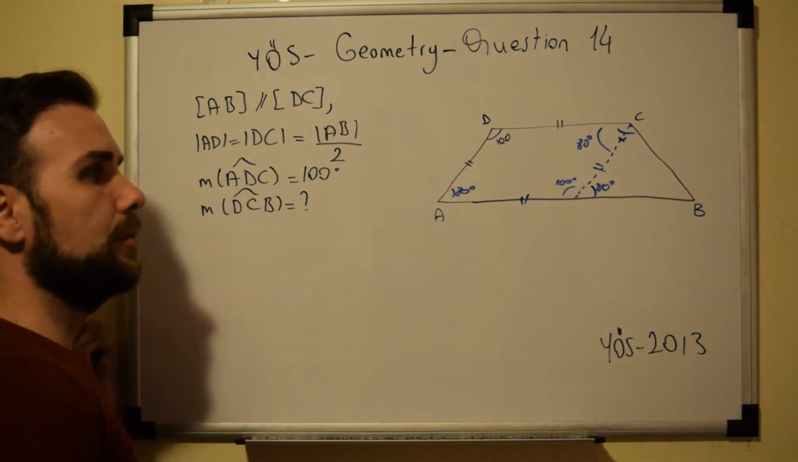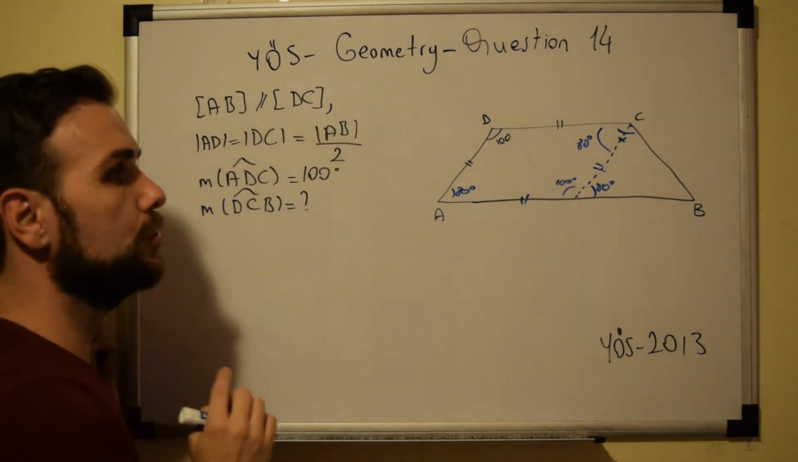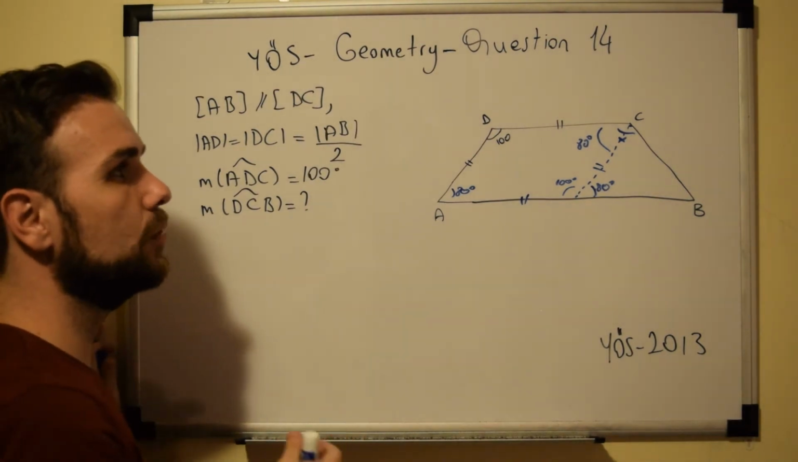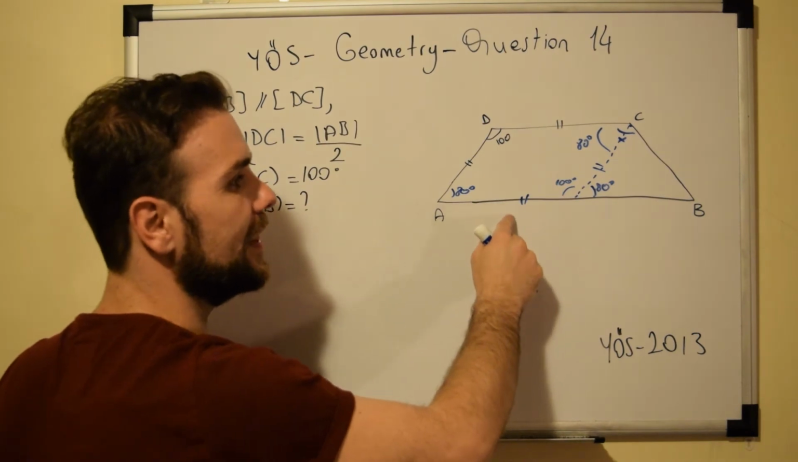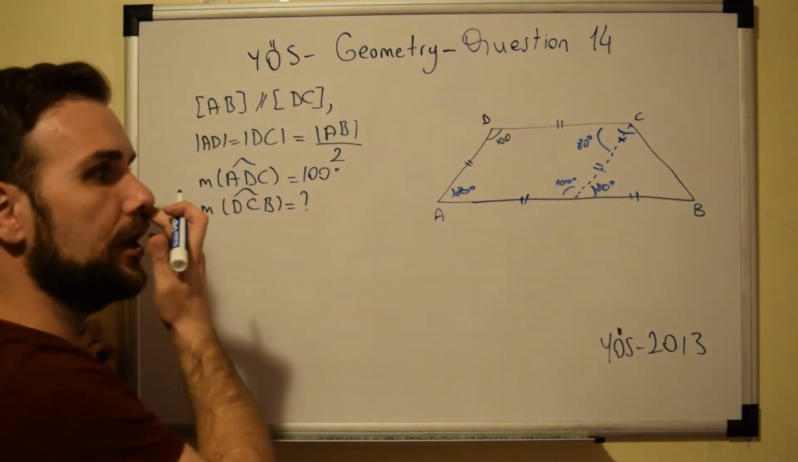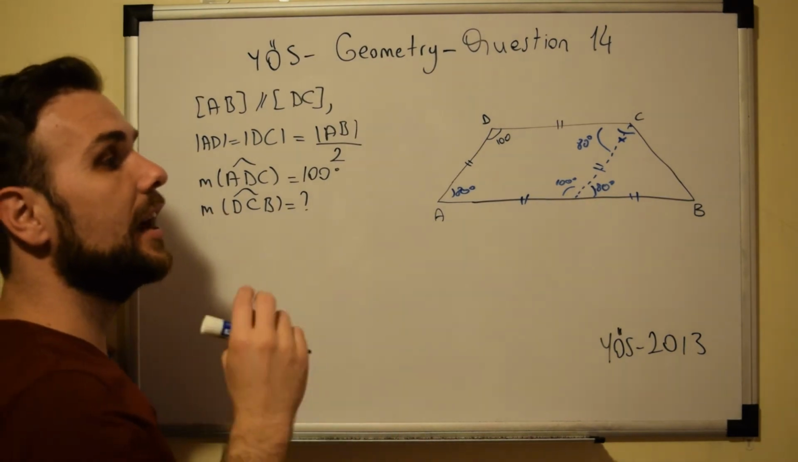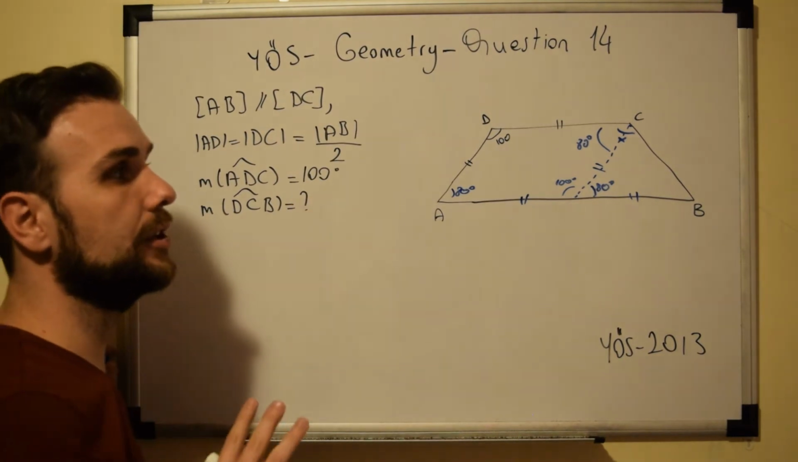What is another thing that we know? We know that DC is equal to AB over 2. So what does it mean? AB is equal to 2 DCs. So since this is equal to this, this one will also be equal to this one. Now what do we know? We know that we have an isosceles triangle, so a triangle of which two sides are equal to each other.